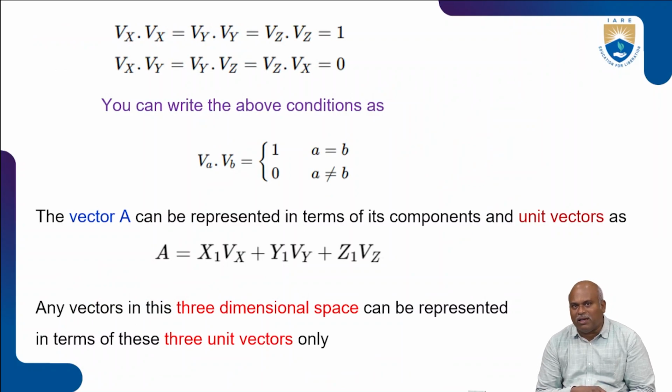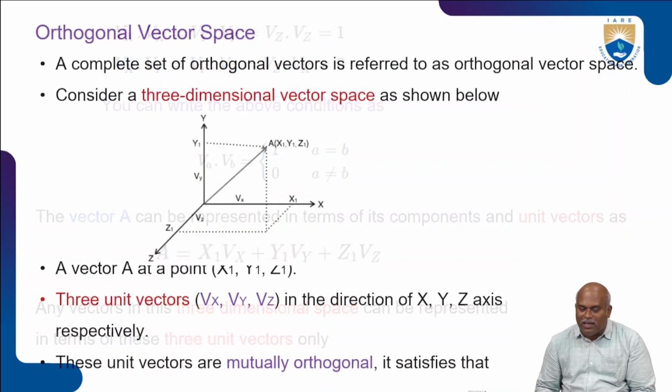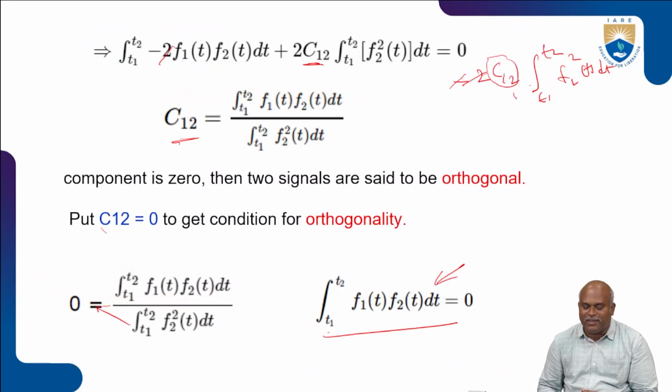If they are mutually orthogonal, what will happen? Vx·Vx equals Vy·Vy equals Vz·Vz equals 1. If we go for the different directions, that is Vx·Vy, or Vy·Vz, or Vz·Vx, it is equal to 0. So this is the orthogonality condition. We study orthogonality in the vector space or signal space. What does it represent? We multiply two signals f1 and f2 and integrate over the time interval t1 to t2, dt, which is equal to 0.